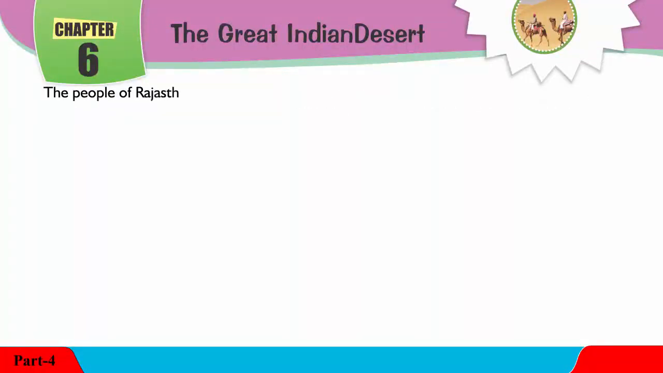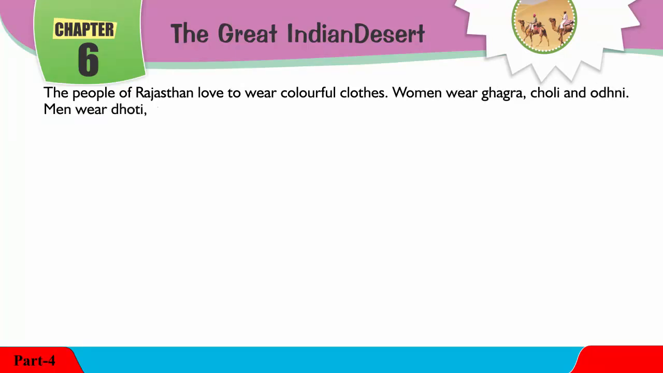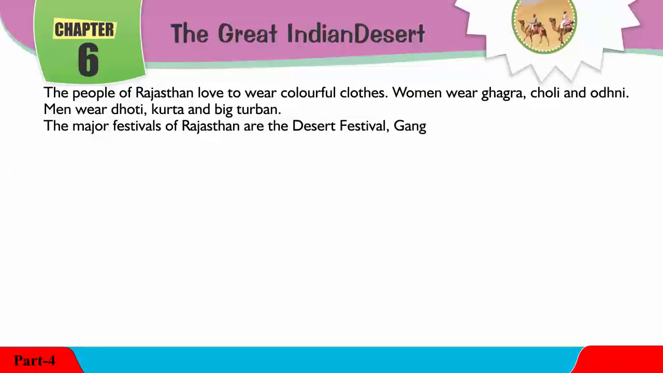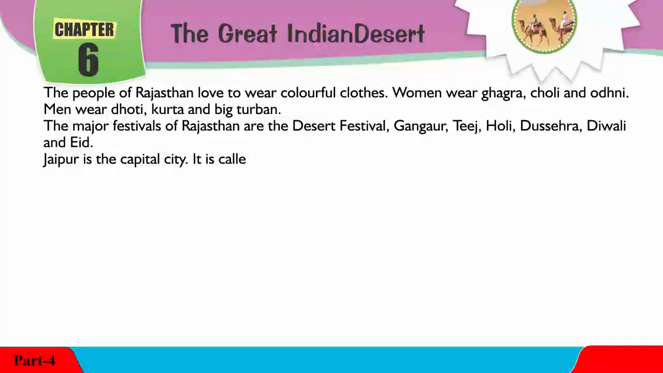The people of Rajasthan love to wear colorful clothes. Women wear ghagra choli and odhni. Men wear dhoti kurta and big turban. The major festivals of Rajasthan are the Desert Festival, Gangaur, Tej, Holi, Dussehra, Diwali and Eid. Jaipur is the capital city. It is called the Pink City.